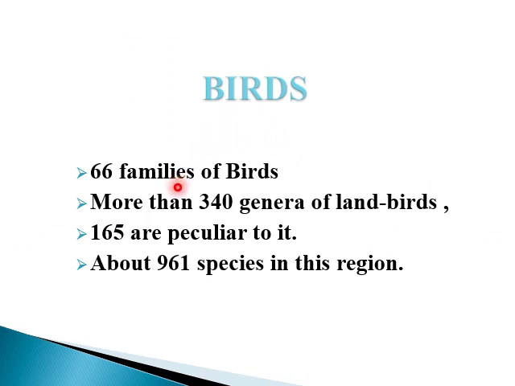About 66 different families of birds are present in the Oriental region. More than 340 genera of land birds are present in this region. There are about 165 different genera that are peculiar to the Oriental region. And about 961 different species are present in this region.